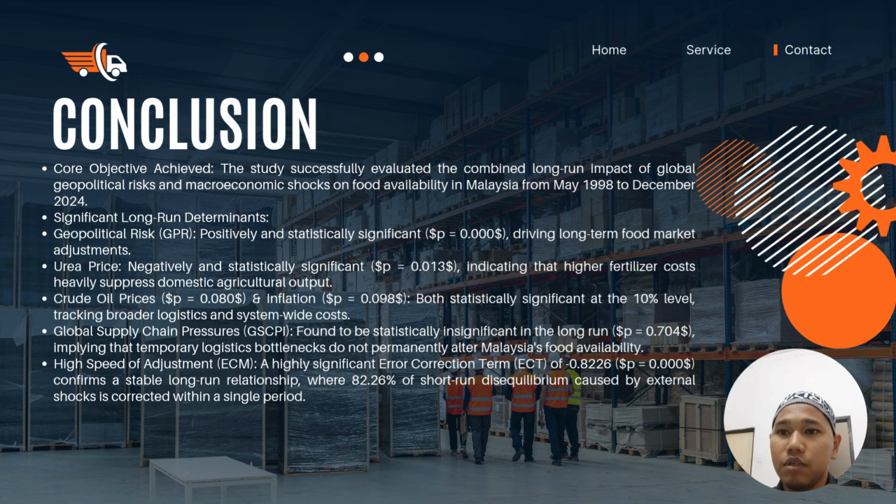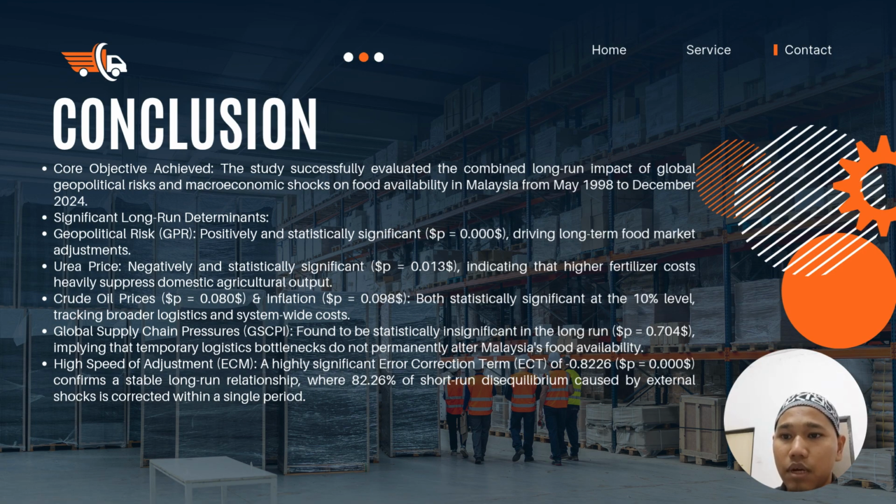Our study successfully achieved its main objective, which was to evaluate the long-run impact of global geopolitical risks and macroeconomic shocks on food availability in Malaysia over the period from May 1998 to December 2024. Based on the long-run estimation result, we identified several significant determinants of food availability. First, geopolitical risk, or GPR, has a positive and highly significant effect with a p-value of 0.00. This suggests that geopolitical events play an important role in shaping long-term adjustment in Malaysia's food market.